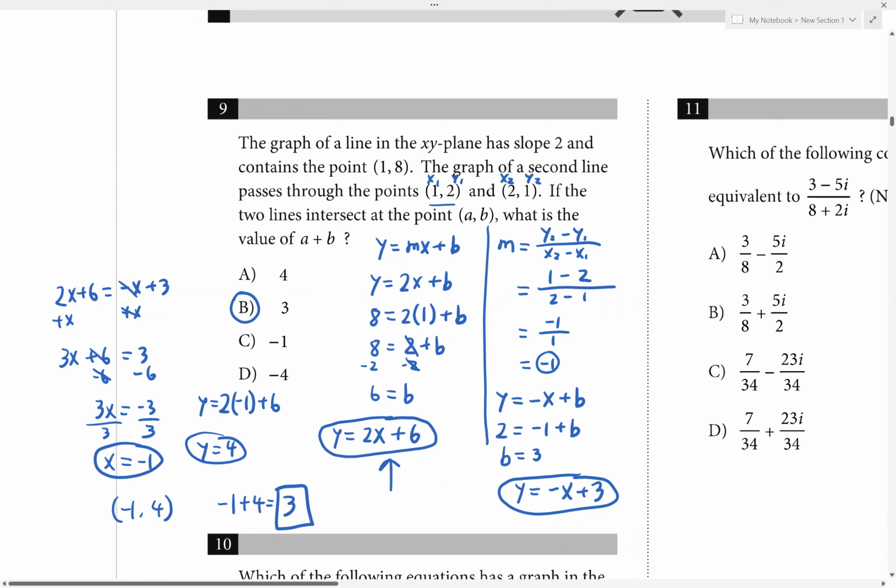All right, so this one's a long process. You can either do it like this algebraically, or we can try to graph it out, and we should have the same solution at (-1, 4). So that's the final answer for number 9, which is letter B.